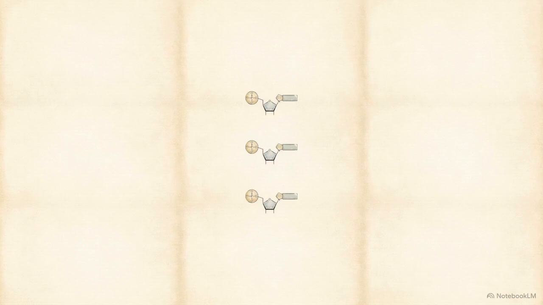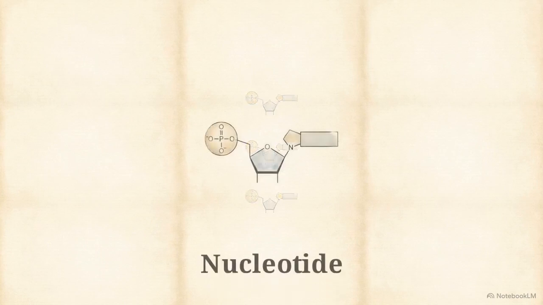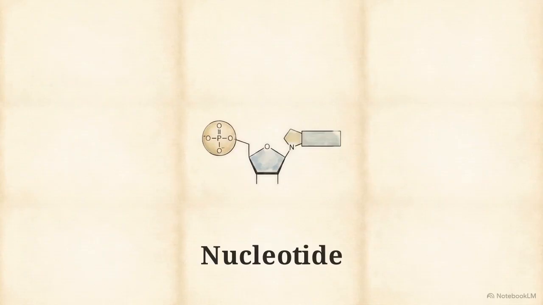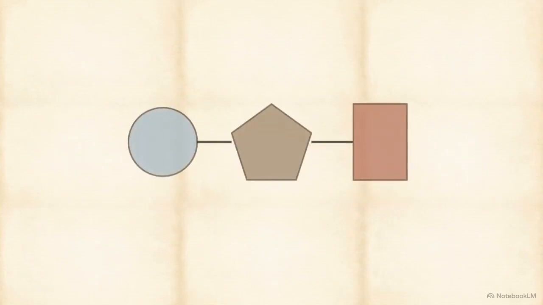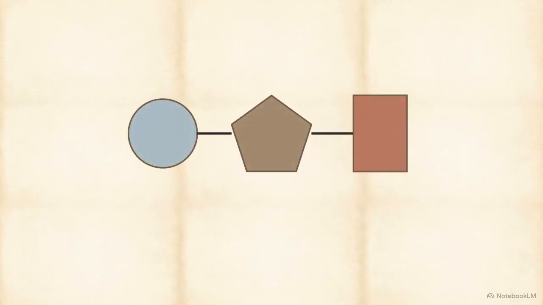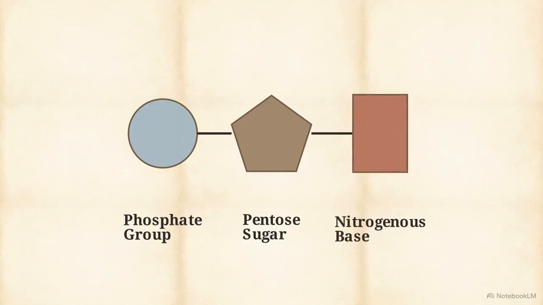Both DNA and RNA are nucleic acids, meaning they are built entirely by stacking millions of these repeating three-part puzzle pieces called nucleotides. Every single nucleotide breaks down into three precise chemical components. We have a phosphate group on the left, a pentose sugar in the center, and a nitrogenous base on the right. Memorize these three parts.